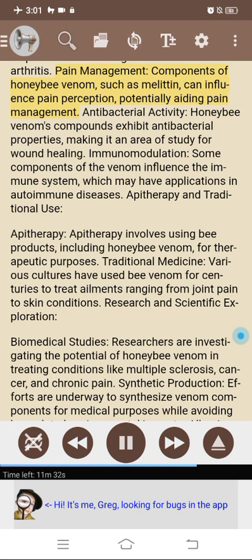Pain management. Components of honeybee venom, such as melittin, can influence pain perception, potentially aiding pain management. Antibacterial activity. Honeybee venom's compounds exhibit antibacterial properties, making it an area of study for wound healing. Immunomodulation. Some components of the venom influence the immune system, which may have applications in autoimmune diseases.